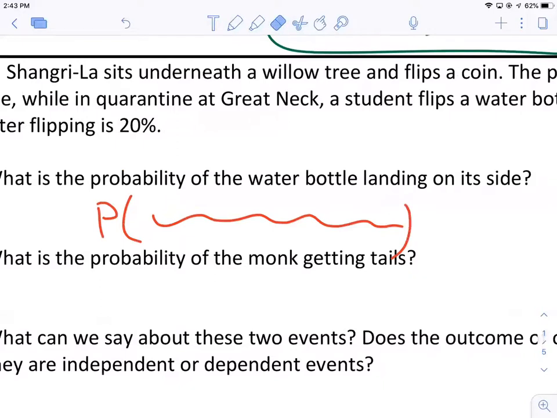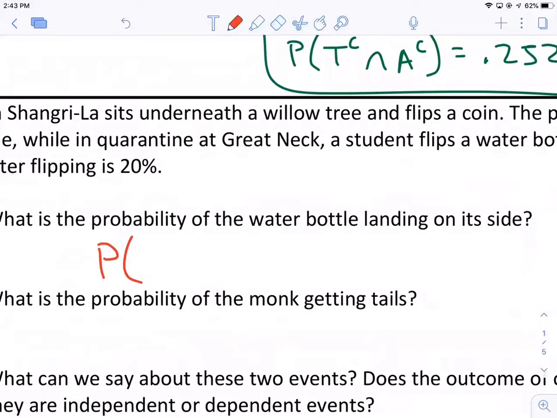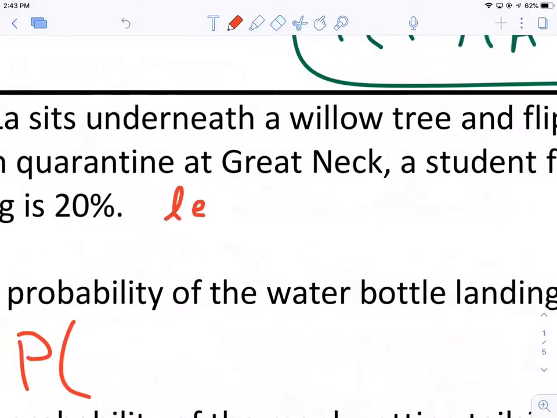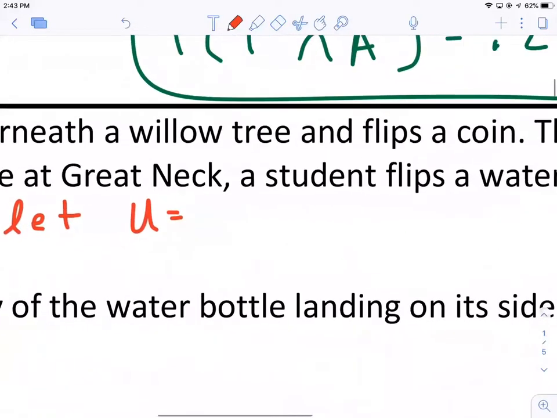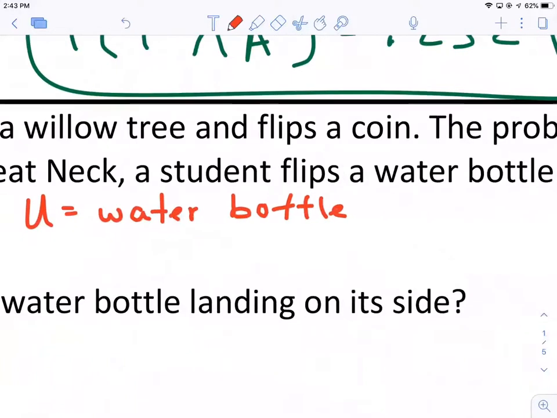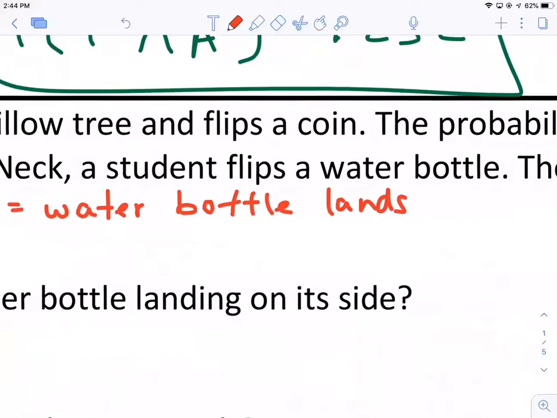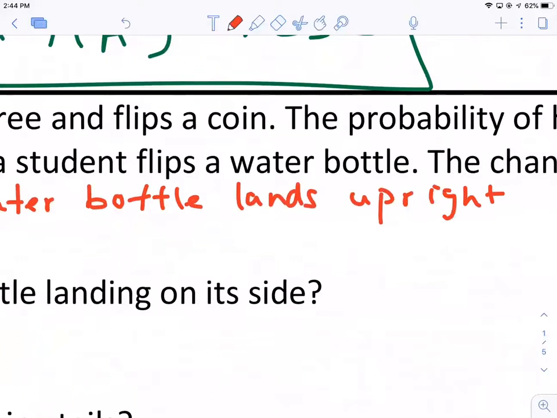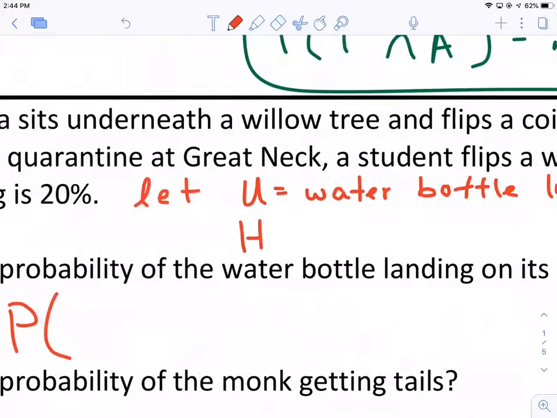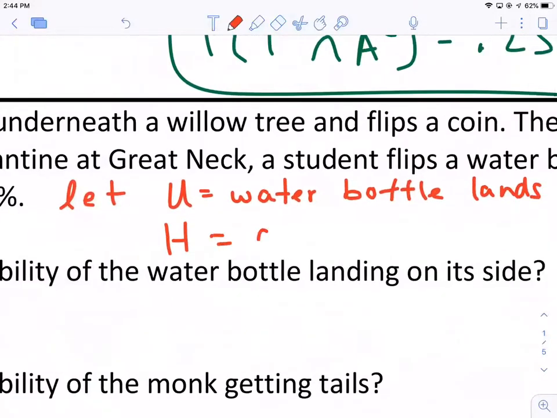So I don't want to write that out every time. So you have to write a let statement. I'm going to let U equal water bottle lands upright. And for the heads, I'll just say let H equal coin lands heads.